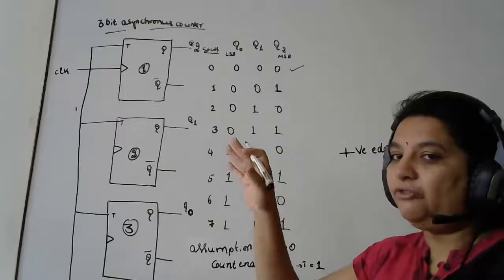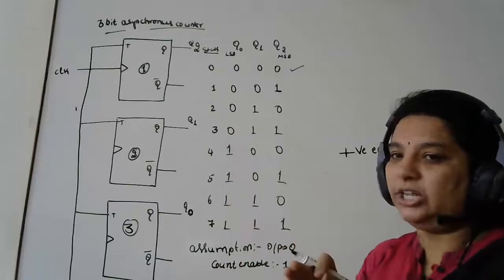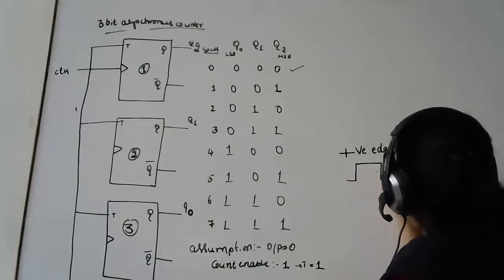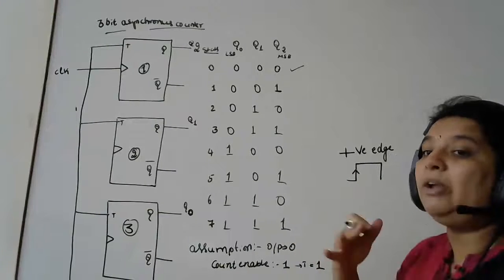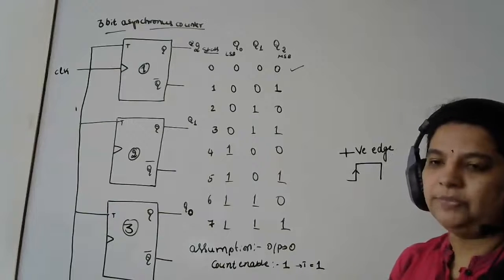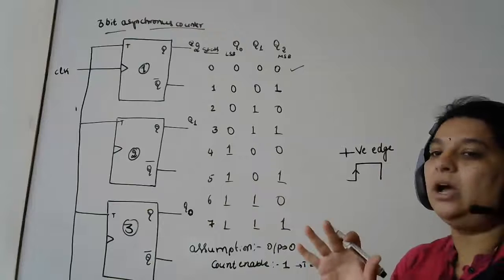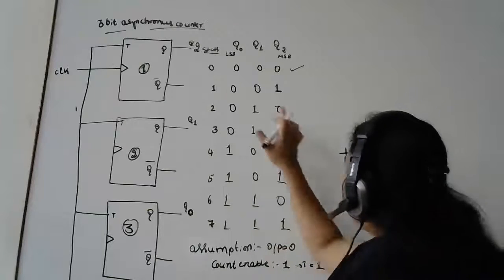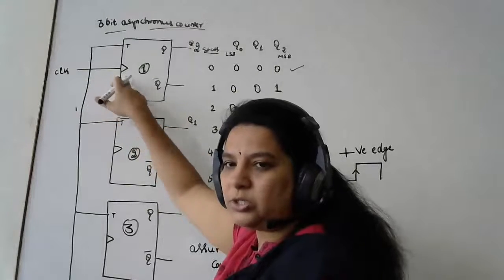Now my flip-flop will not be triggered all the time. It's going to trigger only during the positive edge. What do you mean by that? When my clock is in the positive edge, only during the positive edge, my flip-flop is going to change. So it's a positive edge triggered 3-bit asynchronous counter I am going to design. I am applying a clock, so it's positive edge triggered.